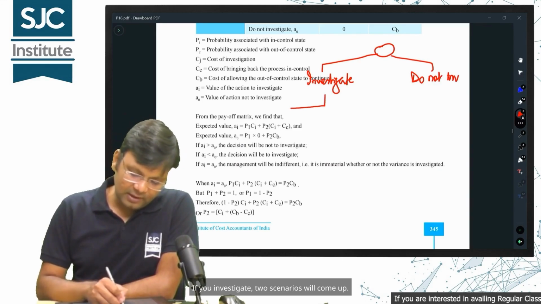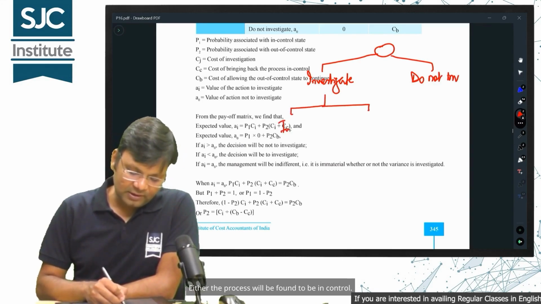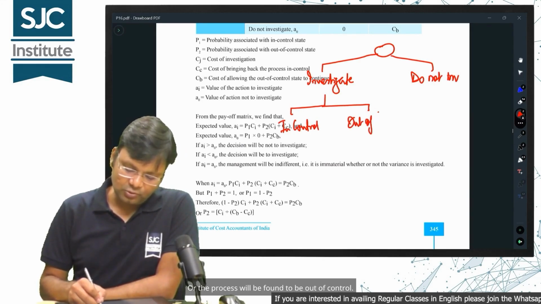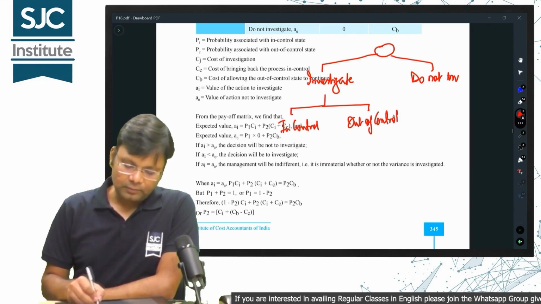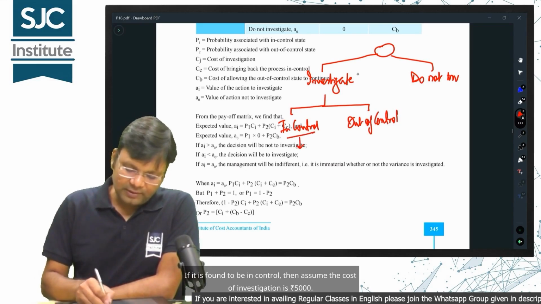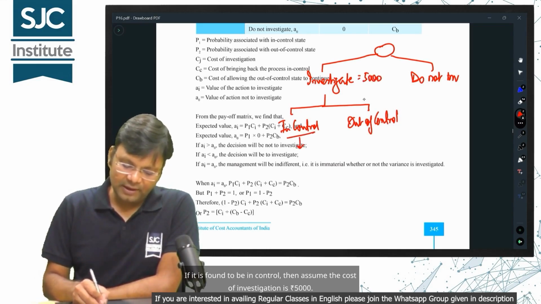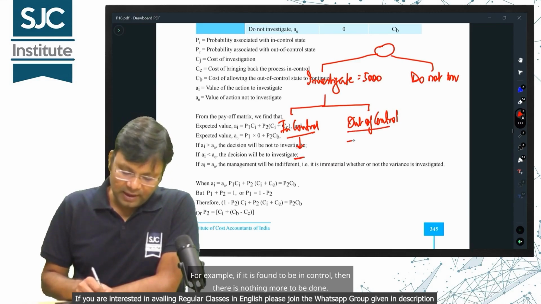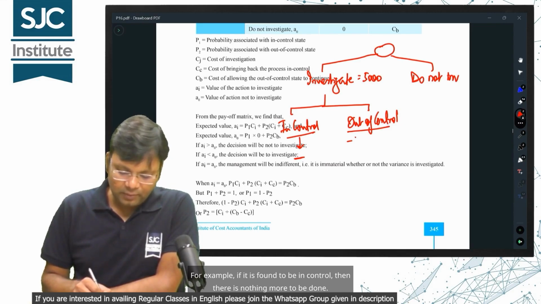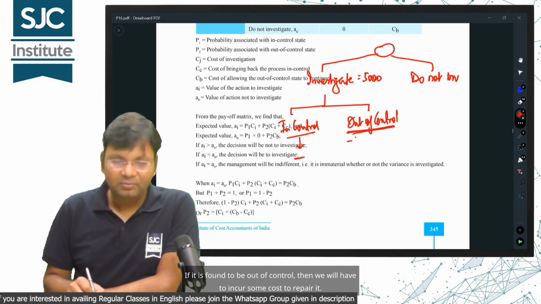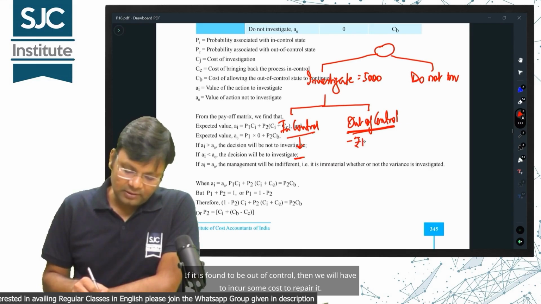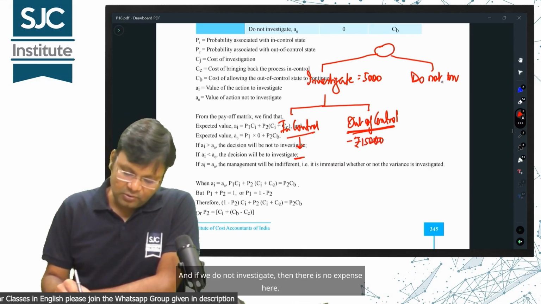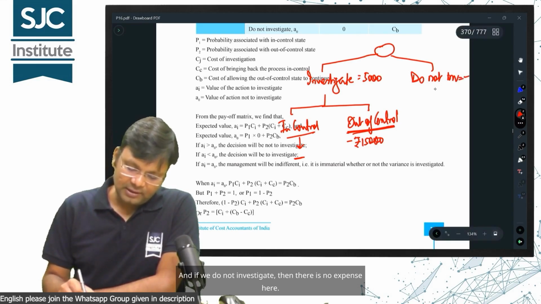If you investigate, two scenarios will come up. Either the process will be found to be in control, or the process will be found to be out of control. If it is found to be in control, then assume the cost of investigation is 5,000 rupees, and there is nothing more to be done. If it is found to be out of control, then we will have to incur some cost to repair it. Suppose that cost is 15,000 rupees. And if we do not investigate, then there is no expense here.